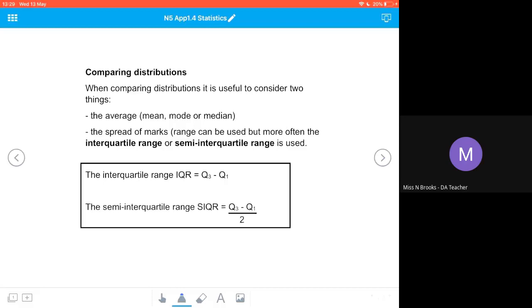So our interquartile range, we calculate by doing the upper quartile take away the lower quartile. So IQR is the abbreviation, and it's Q3 take away Q1. The semi-interquartile range, which we refer to as SIQR, is the interquartile range divided by 2.